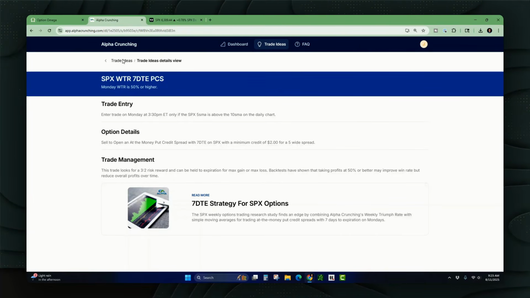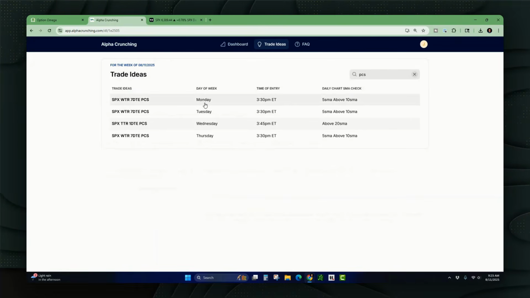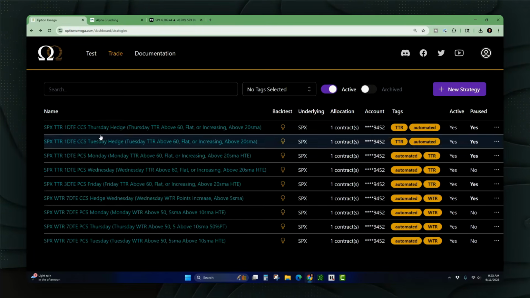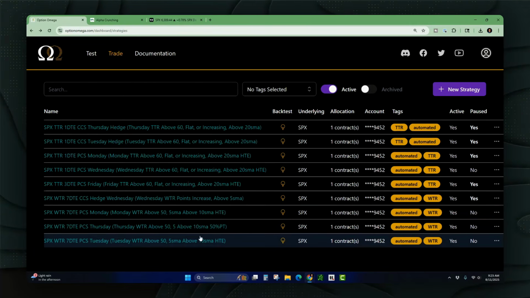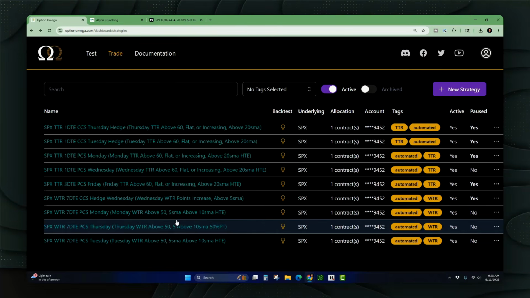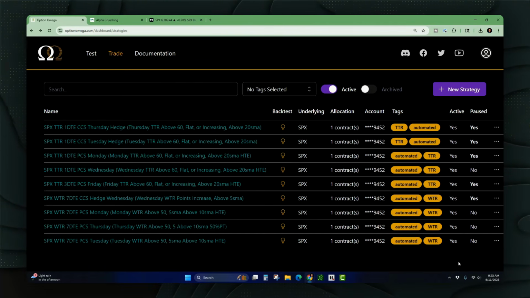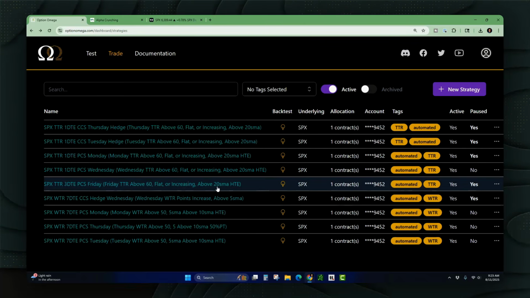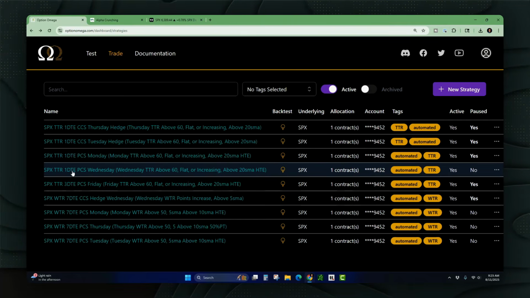So now that we know that this Monday trade is valid for the week, now we're going to go to Option Omega, which is my execution software, and make sure that's turned on. And so here are all the 9 trades that I talked about, but we only want those particular 4 to be executing this week. So under the pause column, I've paused all the trades except for those 4. So for example, we have the 1 day to expiration put credit spread for Wednesday. The pause is on no, so this trade's going to enter.